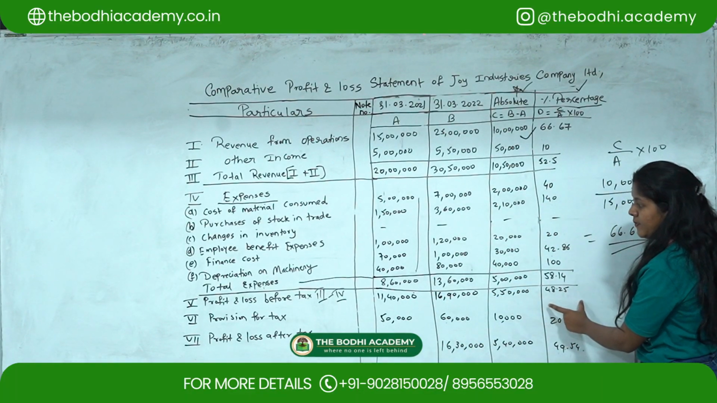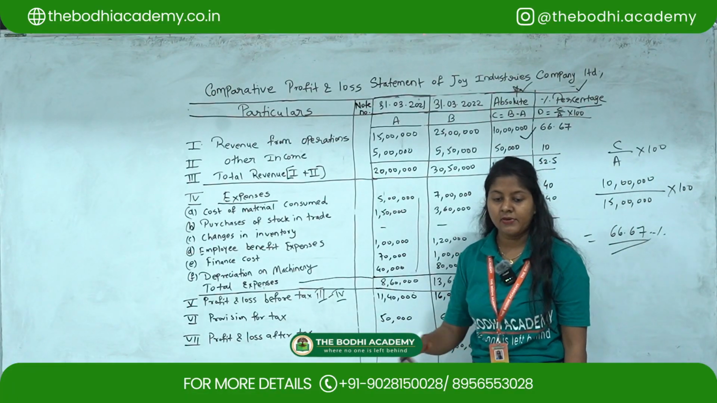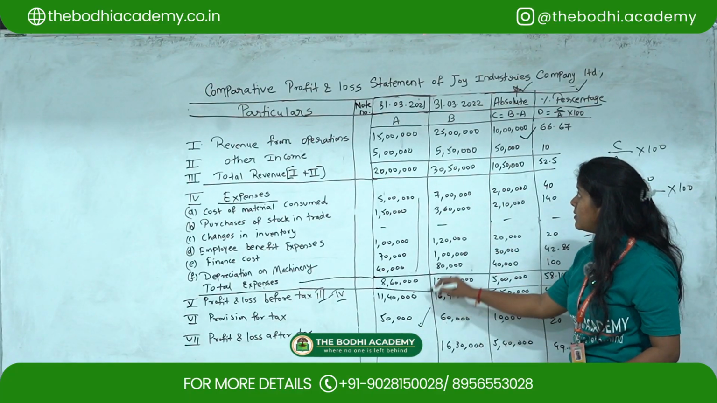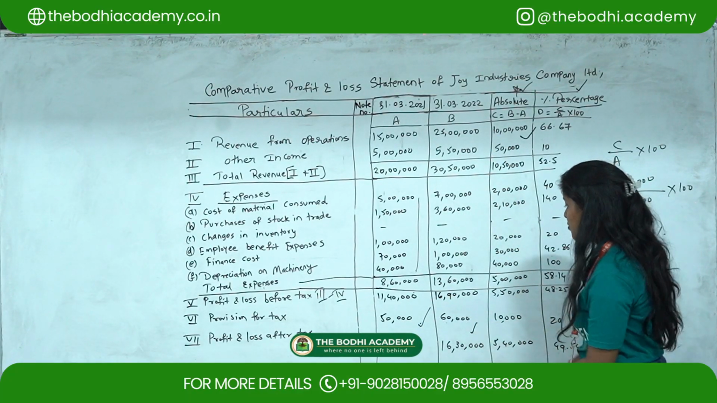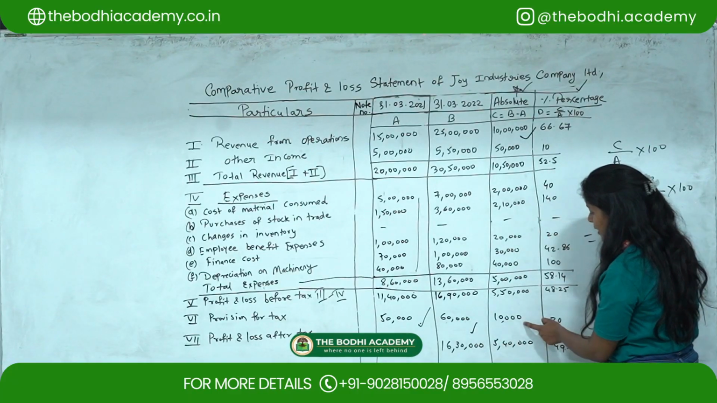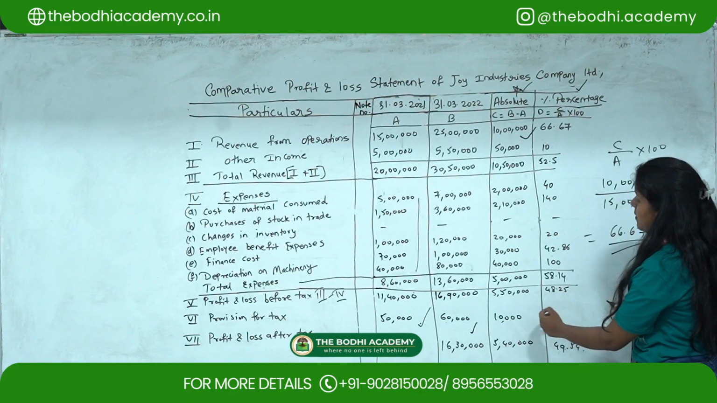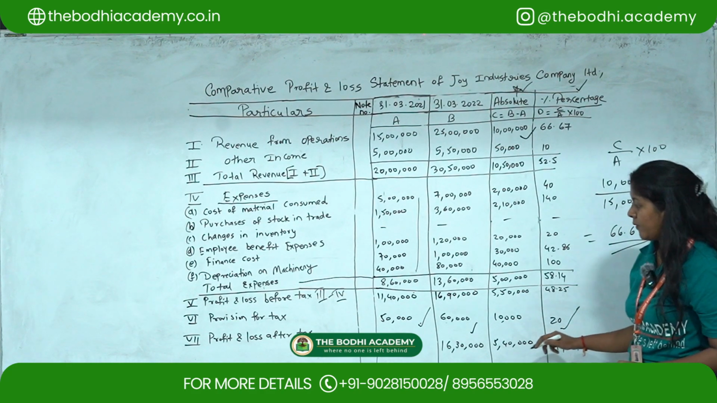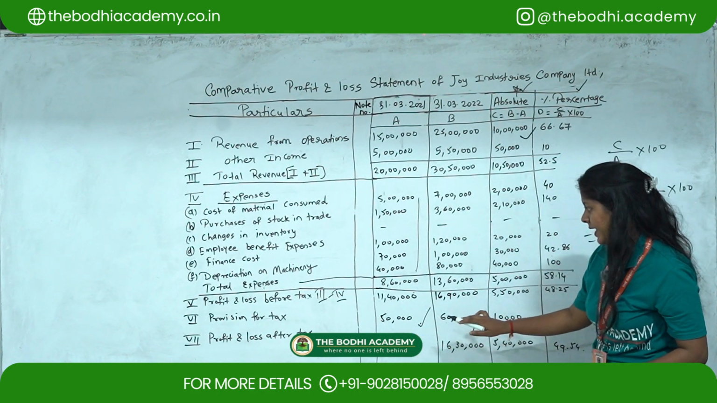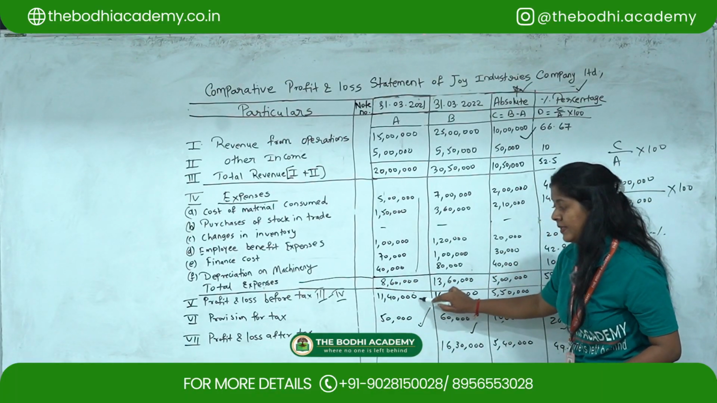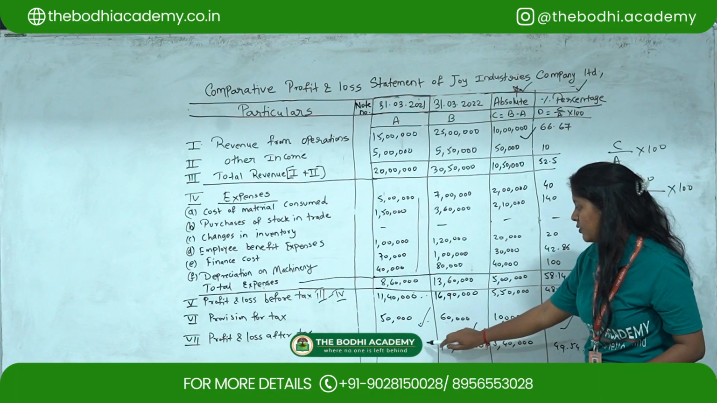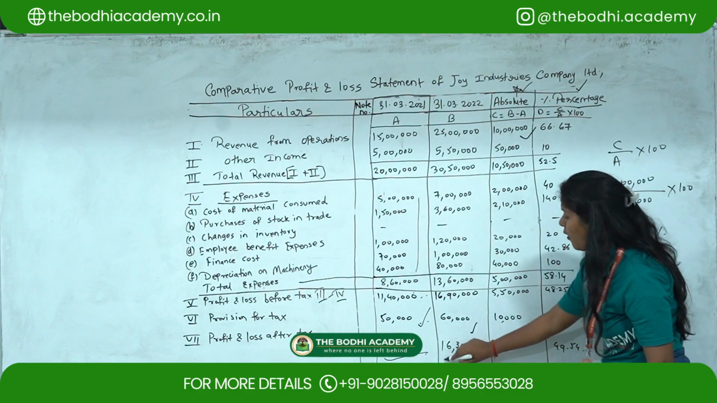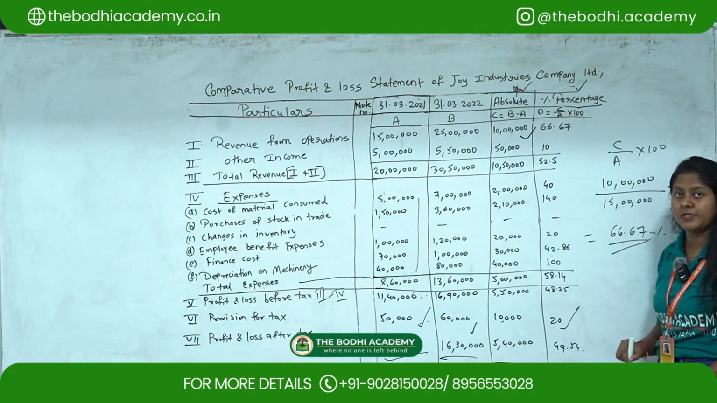So again you have to find out the absolute change. Provision for tax is given in the question directly: provision for 2021 as 50,000, 2022 as 60,000. So 60,000 minus 50,000, you'll get 10,000. Again you have to find out 10,000 divided by 50,000, multiplied by 100, so 20. Then with regards to profit and loss after tax, you have to do fifth minus sixth. It means 11 lakh 40,000 minus 50,000, you will get 10 lakh 90,000. Then similarly for all the parts, you have to find out the absolute change and the percentage change.